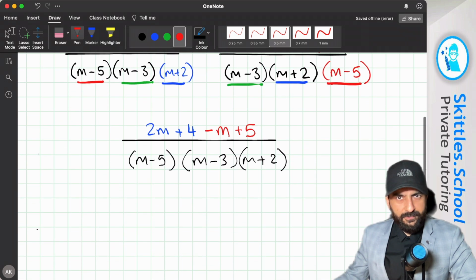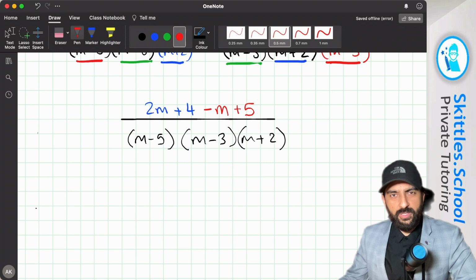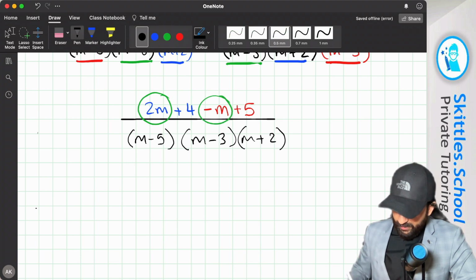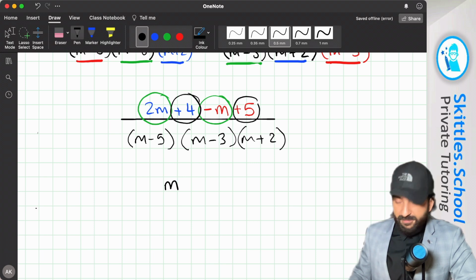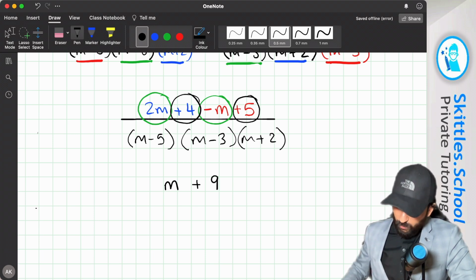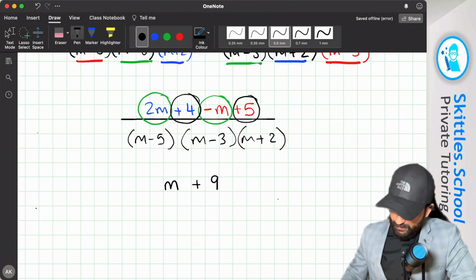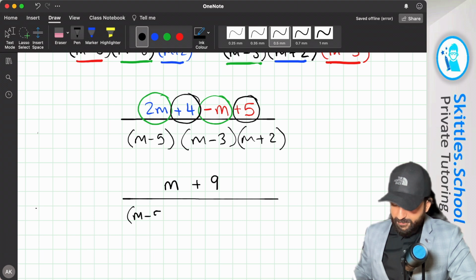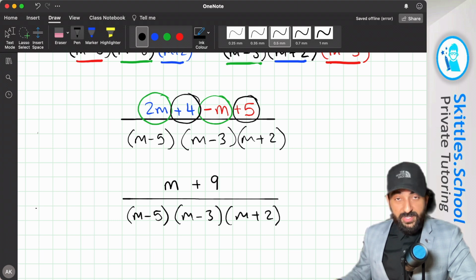Okay, we're almost there. Now we simplify the numerator using algebra. So 2m, take away m, is just m. And positive 4, add 5, is positive 9. And again, we're going to keep that denominator the same. So the denominator is still m minus 5, m minus 3, and m plus 2. And that's it. That's the answer to the question.